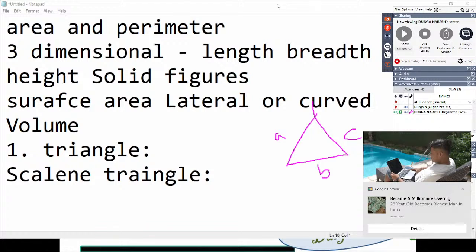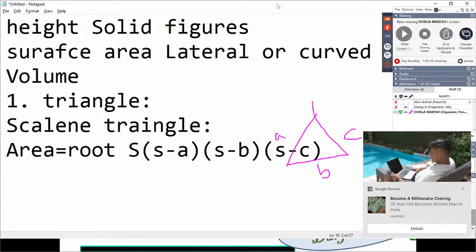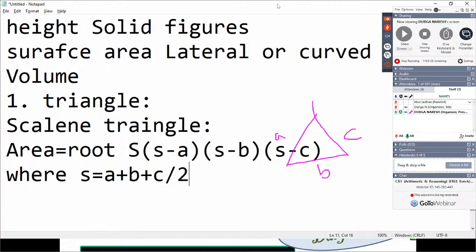Okay. So write down. Area is equal to root of s into (s minus a) into (s minus b) into (s minus c), where s is equal to (a plus b plus c) by 2.